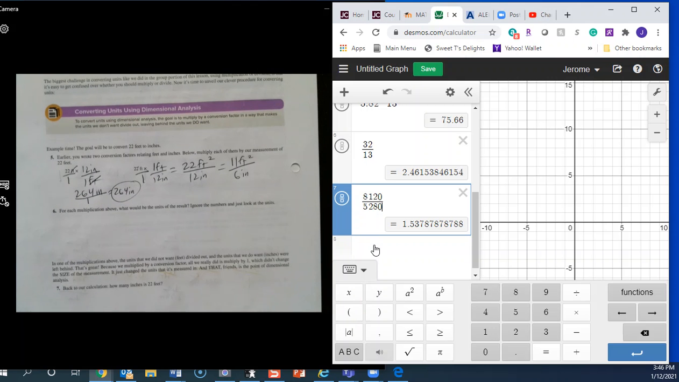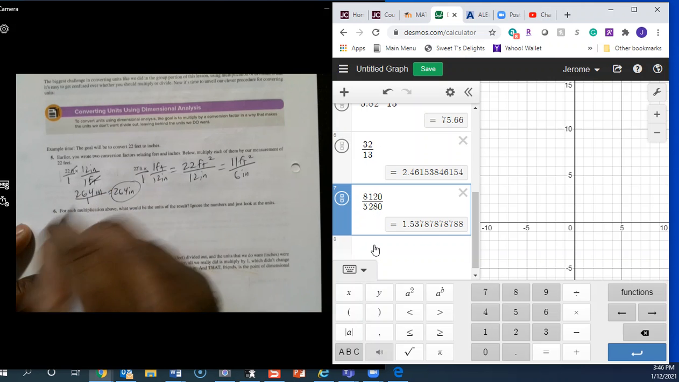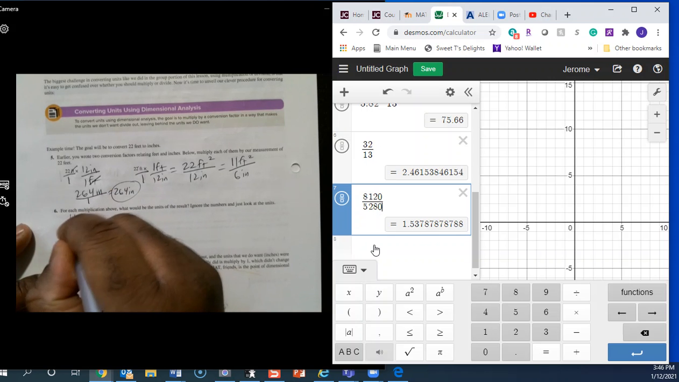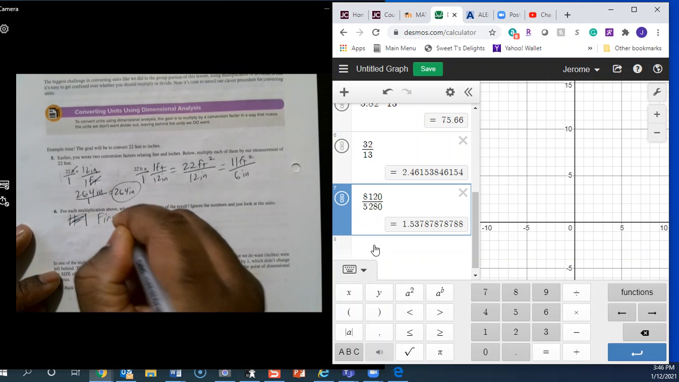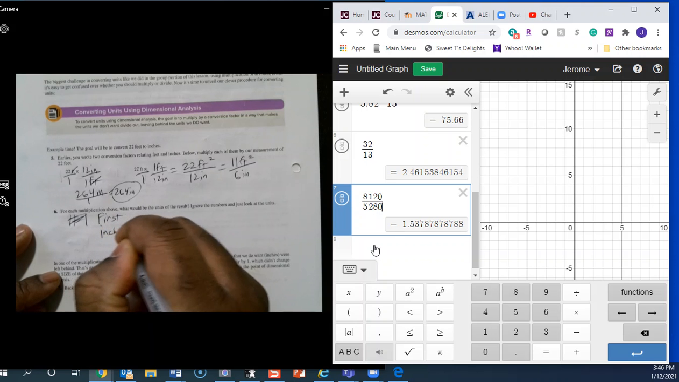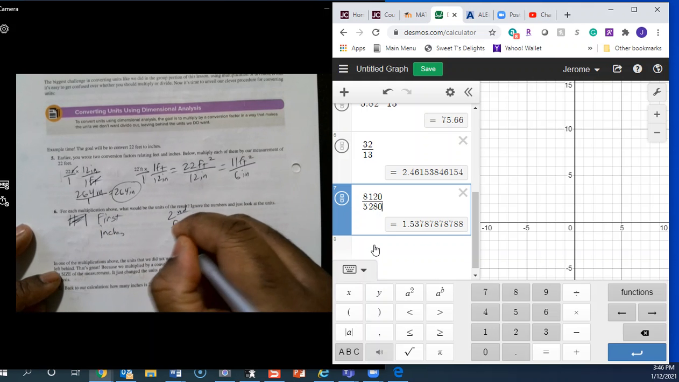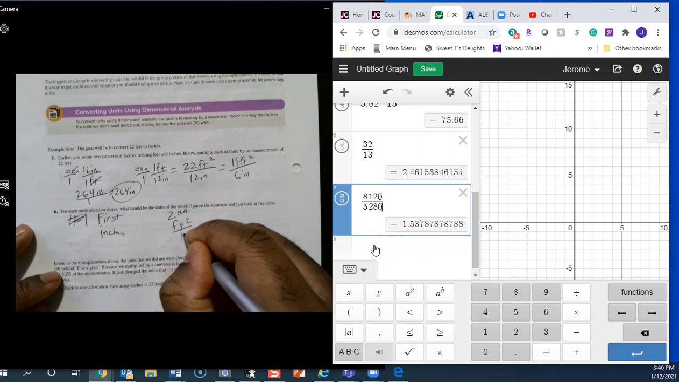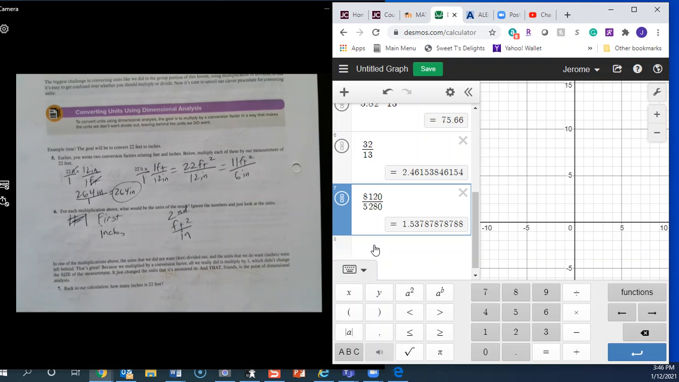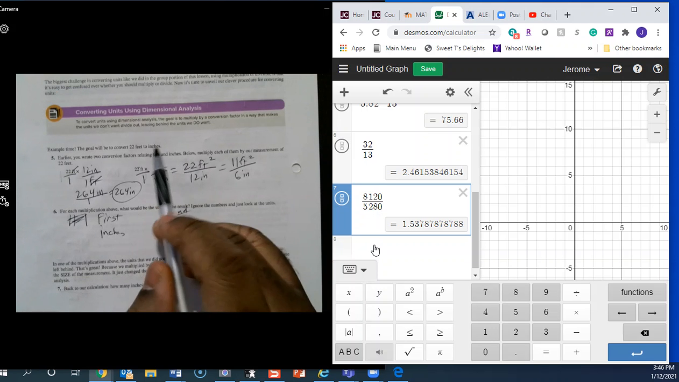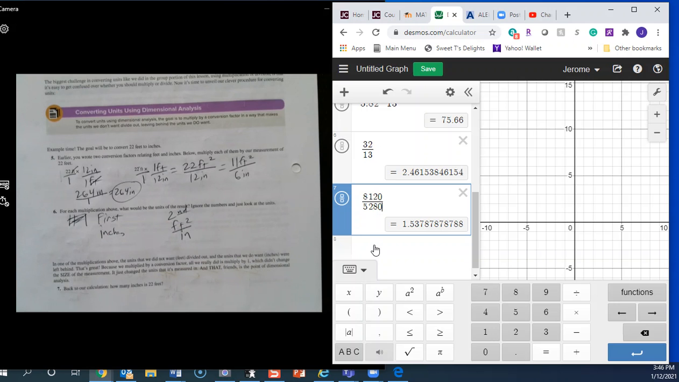Okay, now number 6. For each multiplication above, what would be the units of the result? Ignore the numbers and just look at the units. So we could say the first would be inches. The second would be square feet over inches. Now we know according to this we wanted it as inches, so we know the first way is the best.